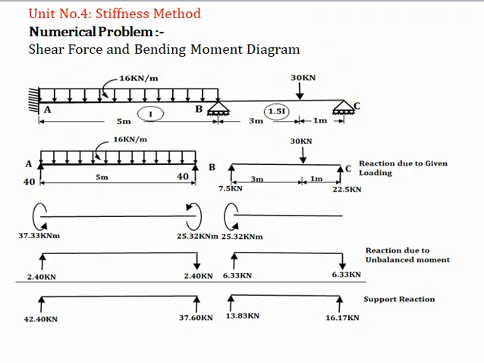Okay. Now, by using the end moments, find out the reactions required to balance the difference of end moments. So the first end moment is 37.33 kilonewton meter. The second end moment is, I think, clockwise 25.32. Let's check.